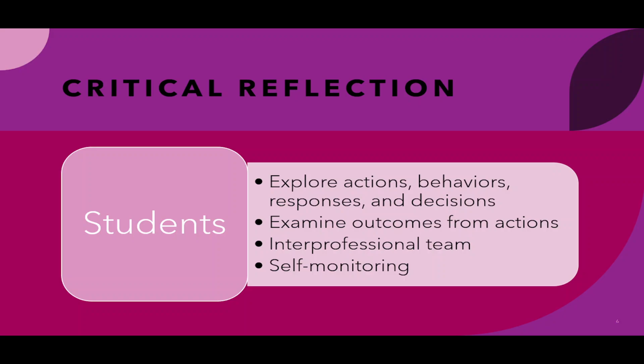Students also take part in the evaluation process to explore actions, behaviors, responses, and decisions. They then examine the outcomes from their actions and make changes as needed. Debrief and journaling are examples of critical reflection. When reflecting with others, students practice being part of the interprofessional team. Self-monitoring can be used to pay attention to actions in the moment and use insights for future practice. Students that use critical reflection are able to clarify their attitudes, relate to past experiences, and identify the effect of learning on future practice.